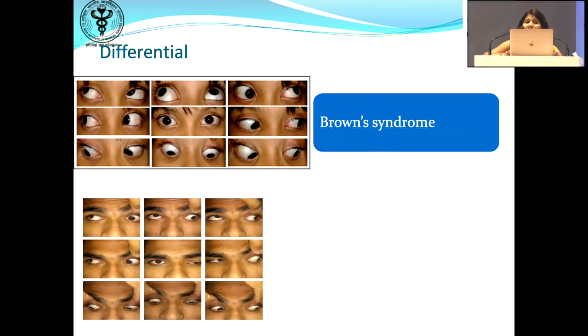The important thing to differentiate it from is Brown's syndrome, where you have limitation of elevation in adduction. So that's the difference. As you can see in this case, there is a limitation of elevation in adduction vis-a-vis the case below, where you have limitation in abduction. So it's very important to differentiate the two, because the pathology in the Brown's case is in the superior oblique muscle tightness, and we need to deal with it vis-a-vis monocular elevation deficit. We need to take care of the superior rectus.